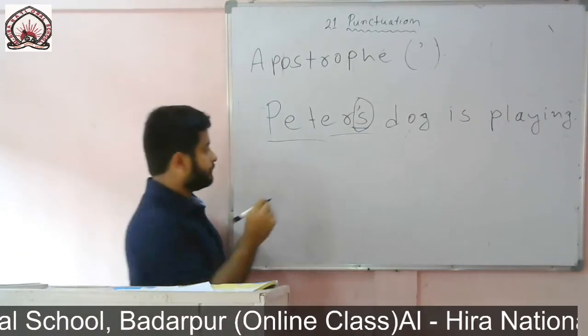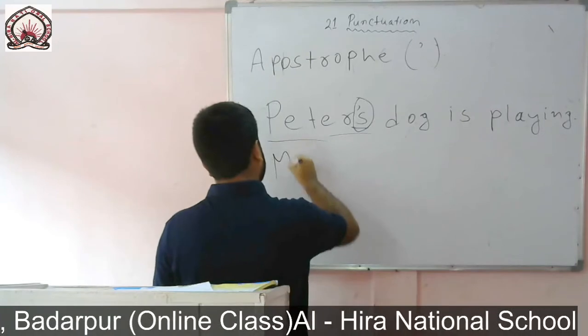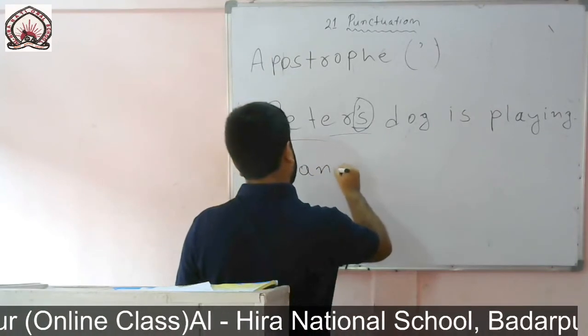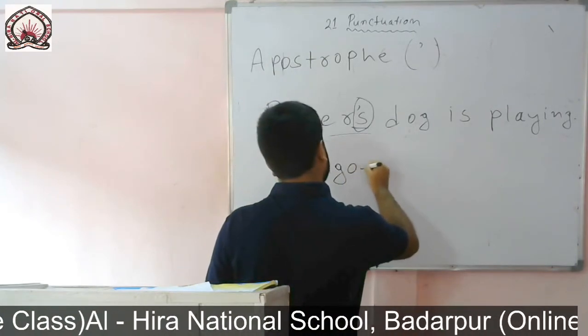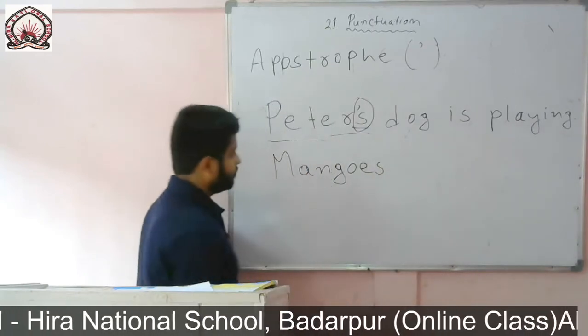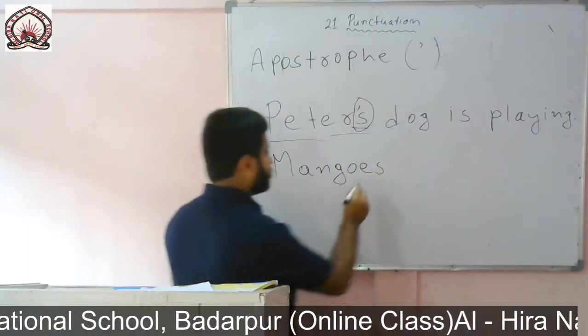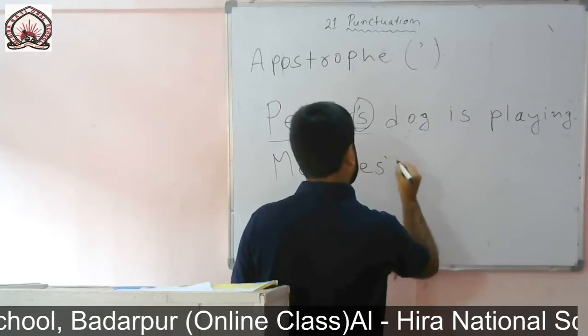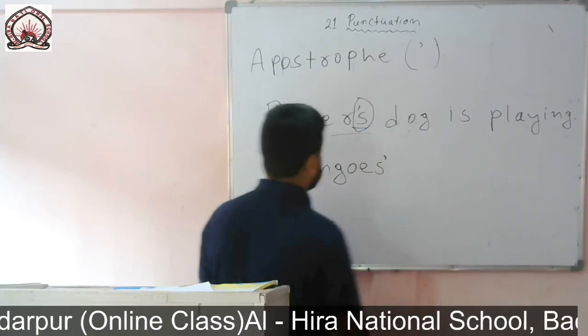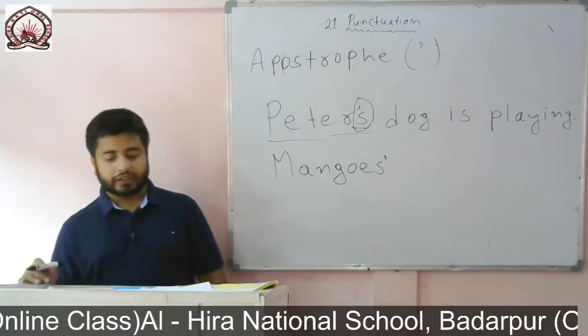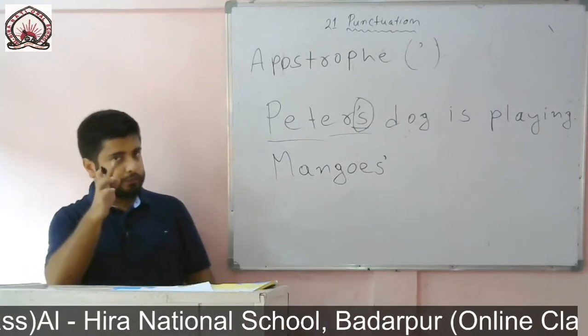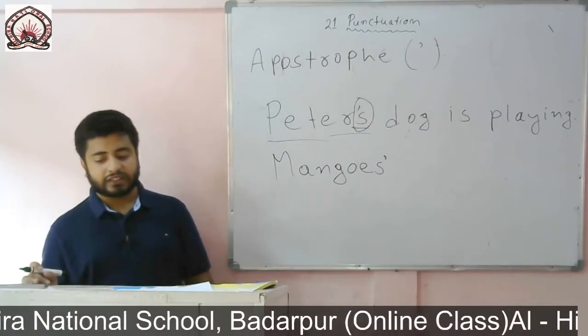For example, M-A-N-G-O-E-S, mangoes. So what do we have to use? Apostrophe after S. For example, the mangoes' taste was amazing.